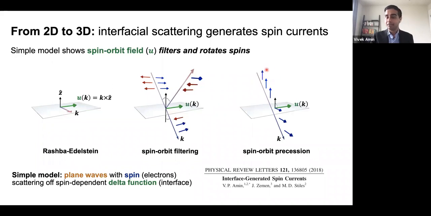If, say, for instance, spins are coming in from a ferromagnetic layer and they're pointing along, say, the magnetization, once they see this spin orbit field, they can temporarily precess while scattering, and that leads to an effect which we call spin orbit precession. So essentially, you have these two very basic conceptual types of things which can happen when you extend this Rashba-Edelstein picture from 2 dimensions to 3 dimensions.